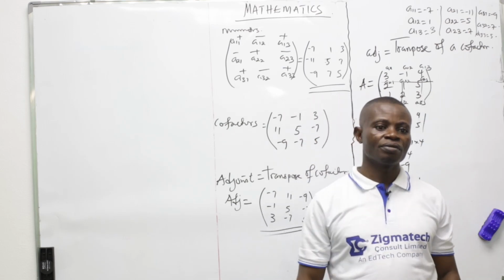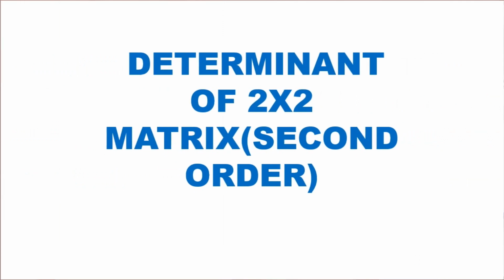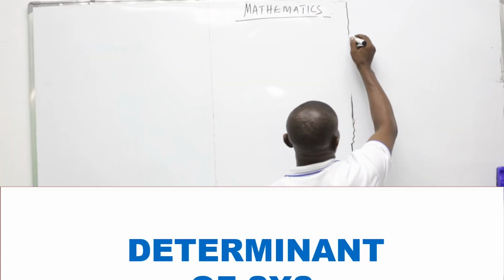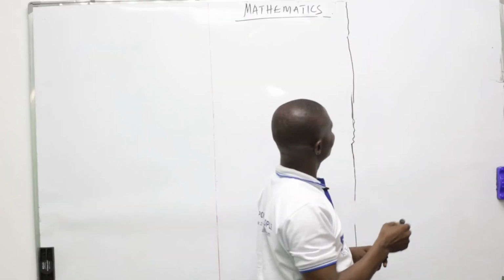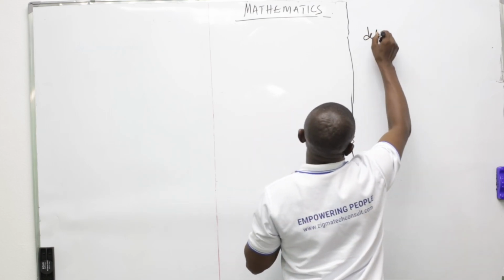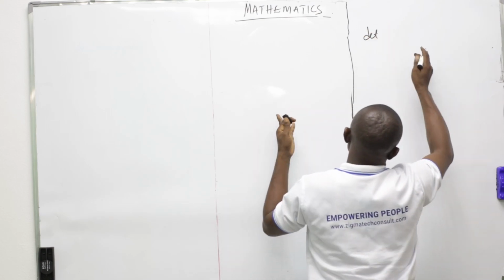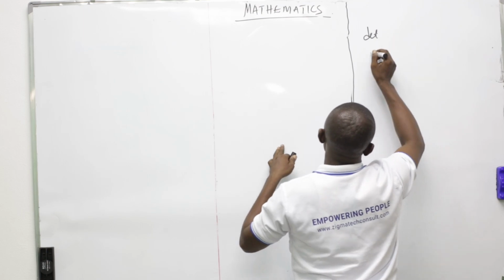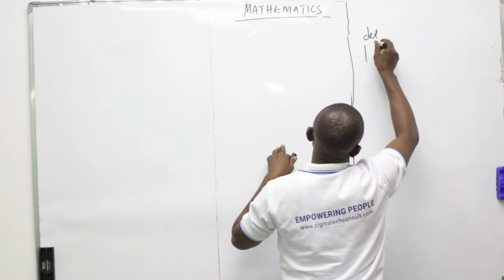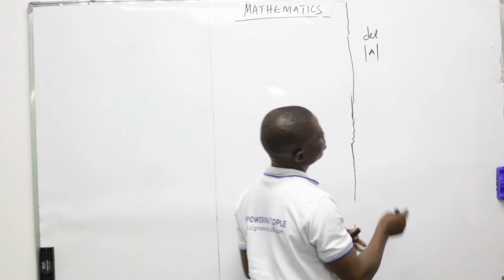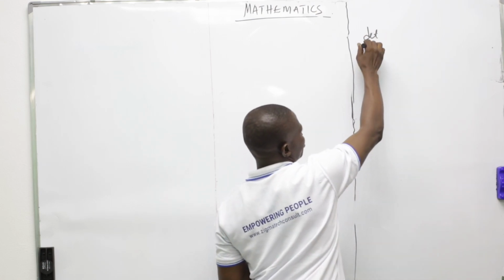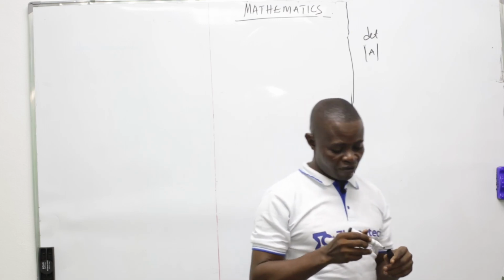Okay. Determinant of 2 by 2, or second order determinant. Determinant is represented with the symbol |A|, or this, that or this symbol, depending on the alphabet given to you.